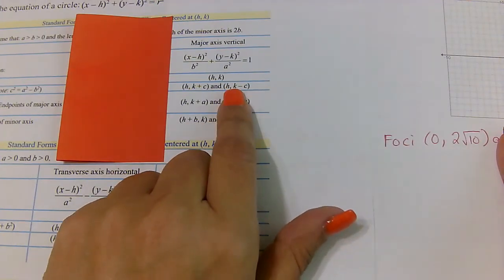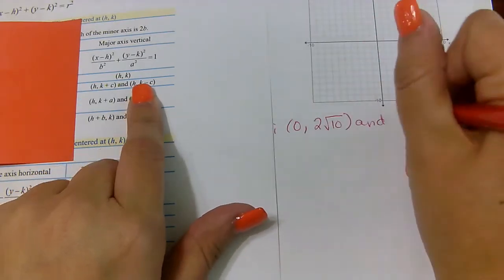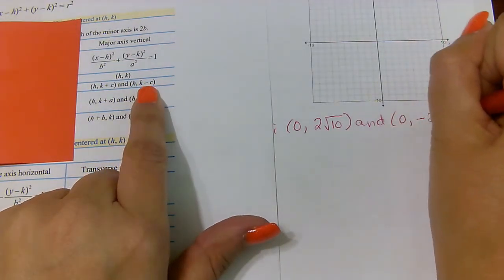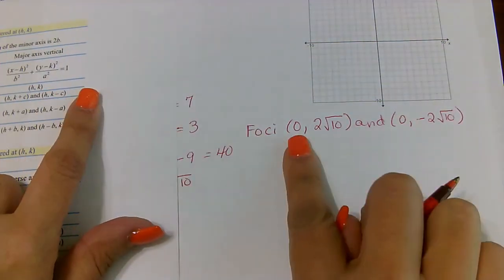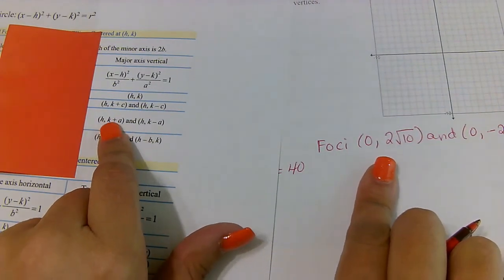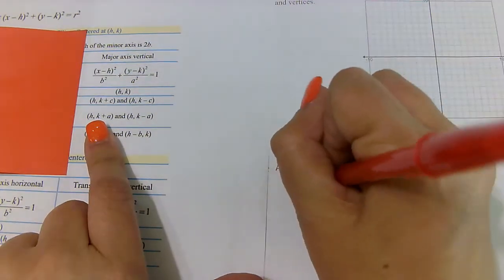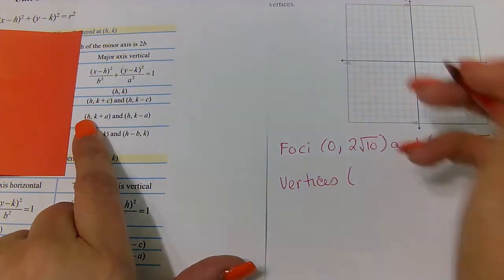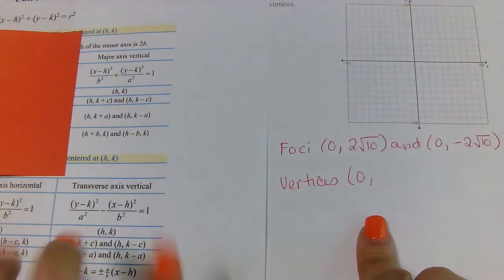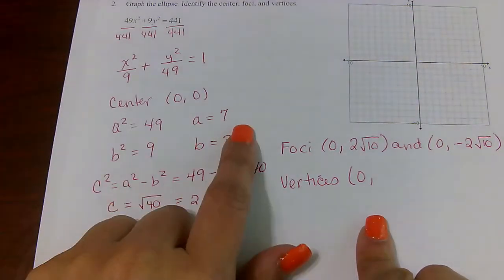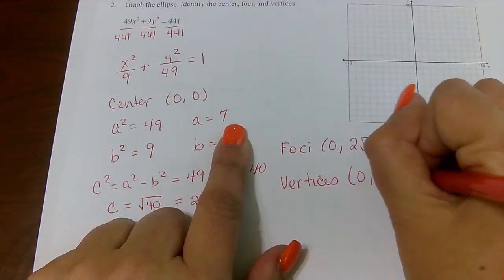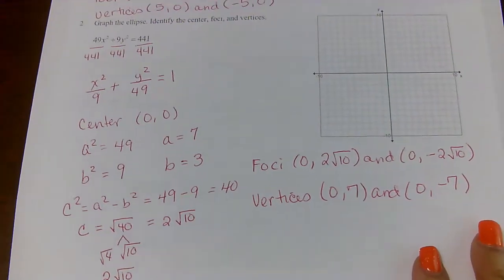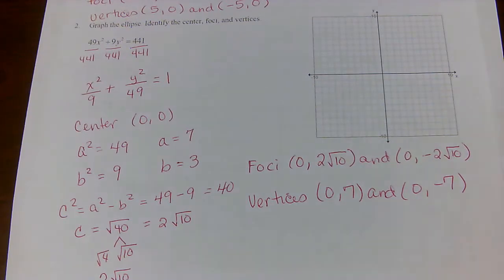And let's use the other formula, which is h is 0, k is 0, minus c. So we have minus 2 square root of 10. This will be our foci. For our vertices, we'll be using this equation here. So I'm going to go ahead and put that vertices. We're going to just plug in our formula. H is 0, K is 0, and A is going to be 7. And 0, negative 7.